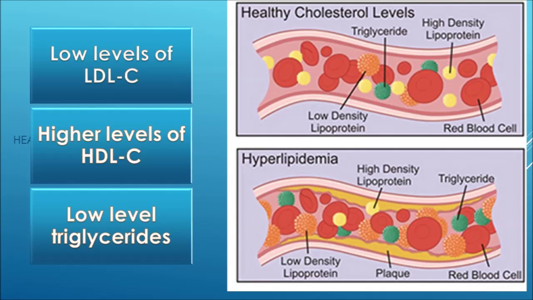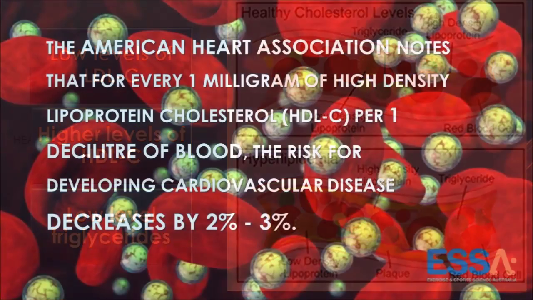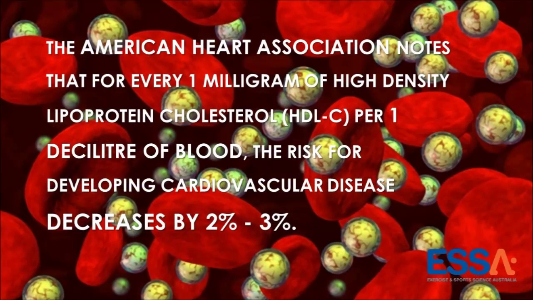And we want to see low-level triglycerides, as high triglycerides contribute to the development of atherosclerosis, hardening and narrowing of the arteries. You do not have to be abnormal in all levels to be at risk. A high triglyceride level combined with low HDL cholesterol or high LDL cholesterol is also associated with atherosclerosis. Even just small changes to your blood lipid levels can have a big impact. The American Heart Association notes that for every 1 milligram of high-density lipoprotein cholesterol per 1 deciliter of blood.